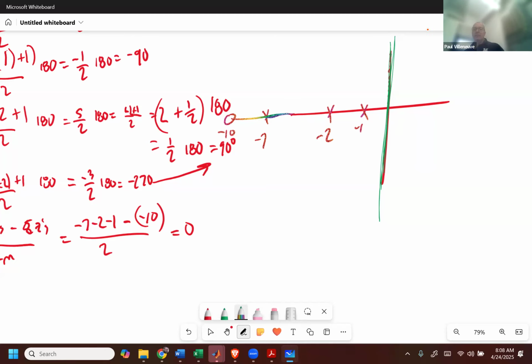So now I start at a pole and end at a 0. Start at a pole and end at a 0. So this locus is complete. These other two need to do something like this, right? Going down in that direction.